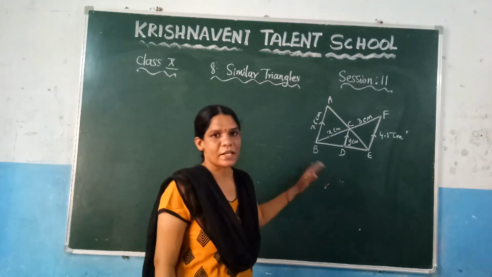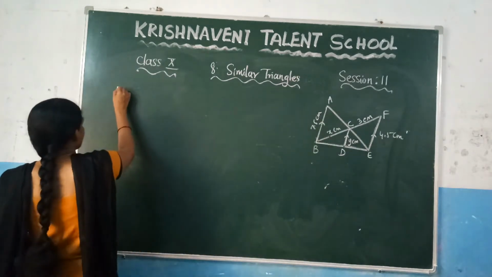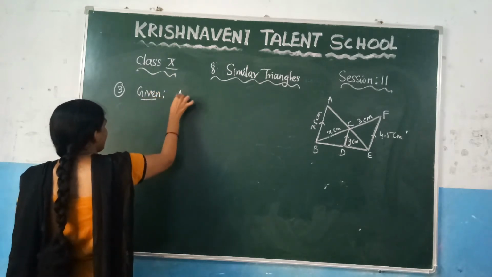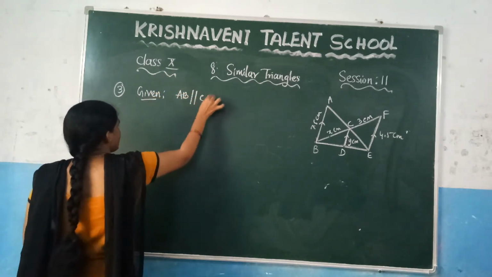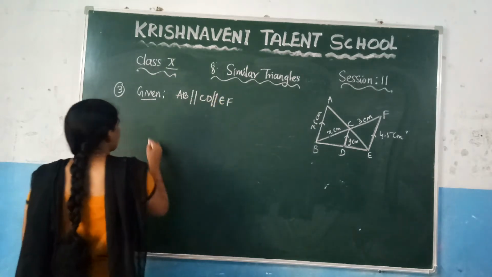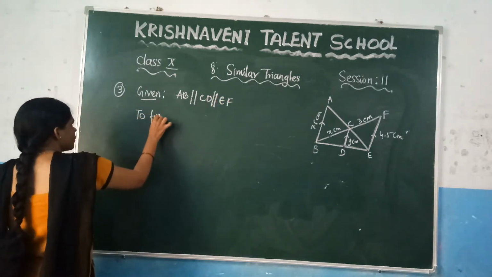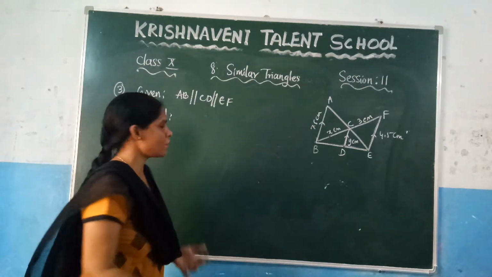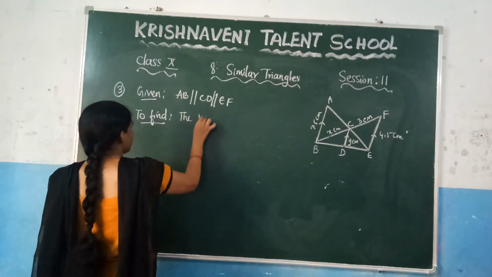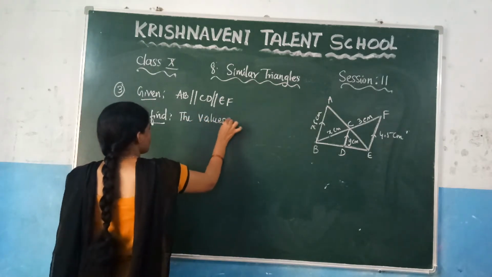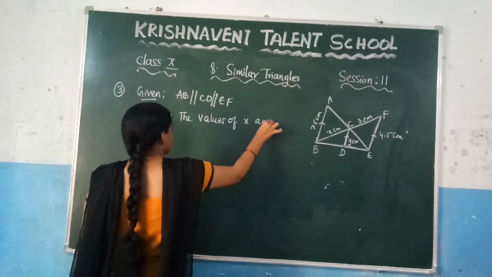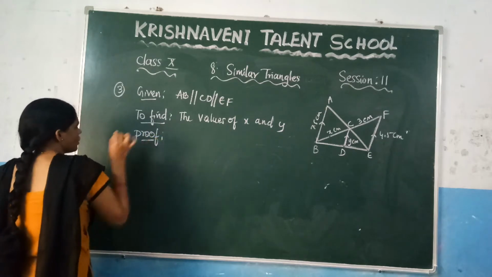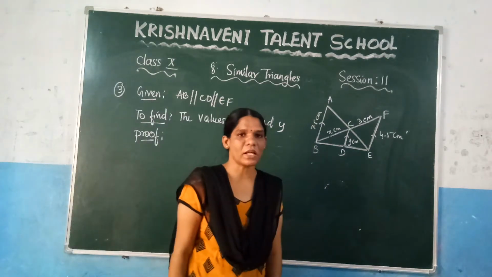So here, let us write what is given first. The third problem, given AB is parallel to CD is parallel to EF. What we need to find? You need to find the values of the x and y. So write it here, to find the values of x and y.